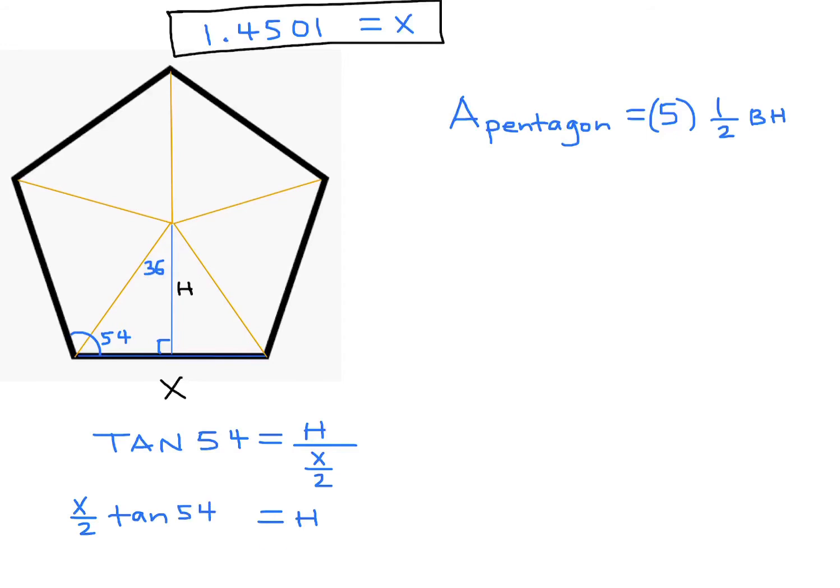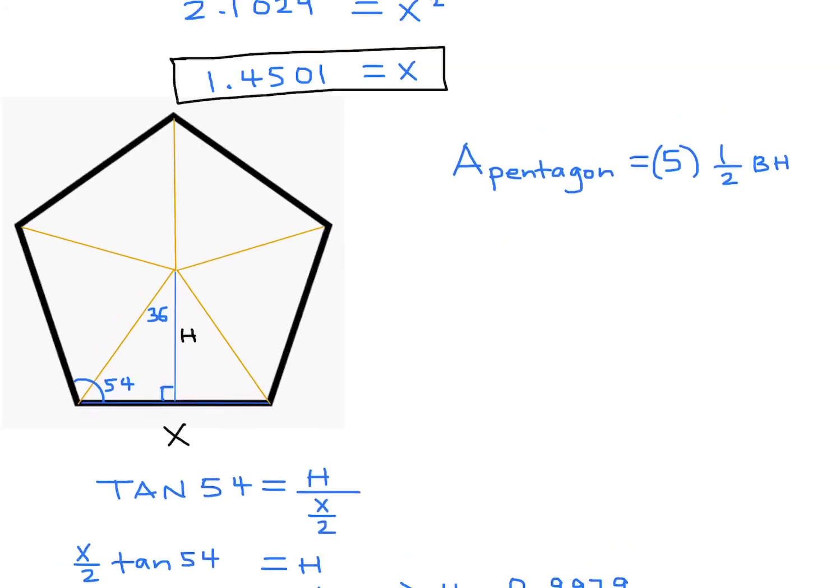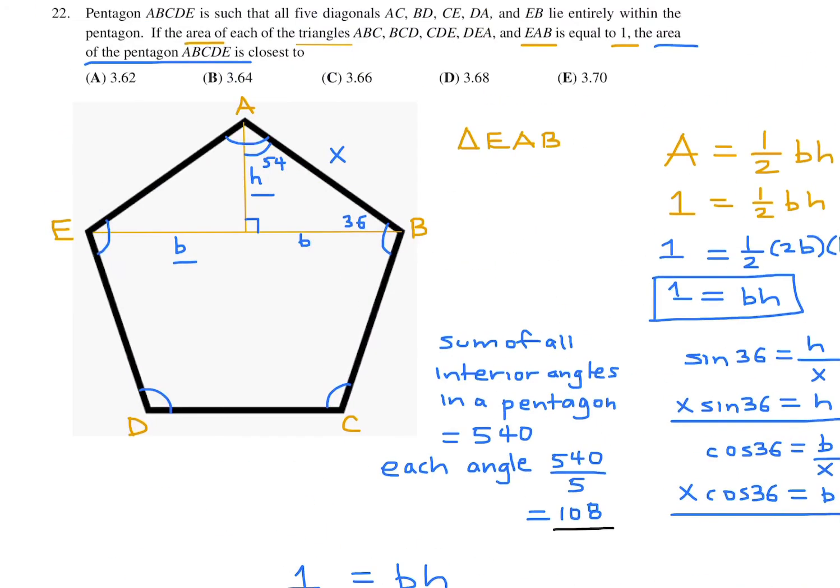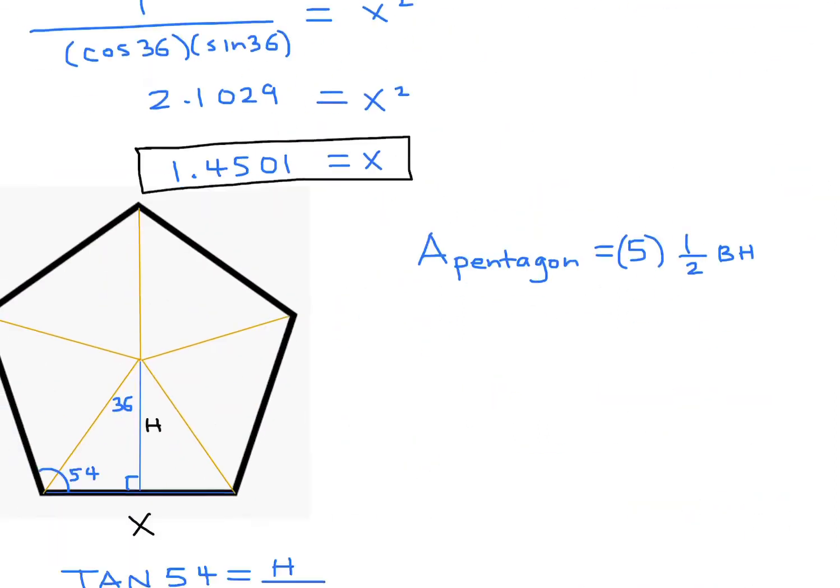And both of these we know. x is 1.45 right there, 1.45 over 2, and the tan of 54 is just some number. And if you do the calculation, you'll find that h is equal to about 0.9979. Try to be as accurate as possible, because in the end, our answer choices are very similar, actually. You see how similar they are? So I've got to be as accurate as possible, otherwise I might end up with the wrong answer.